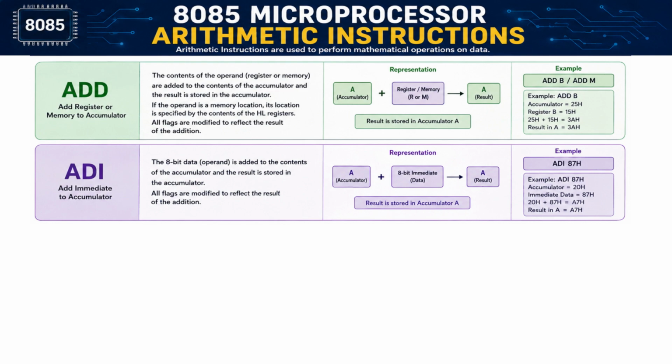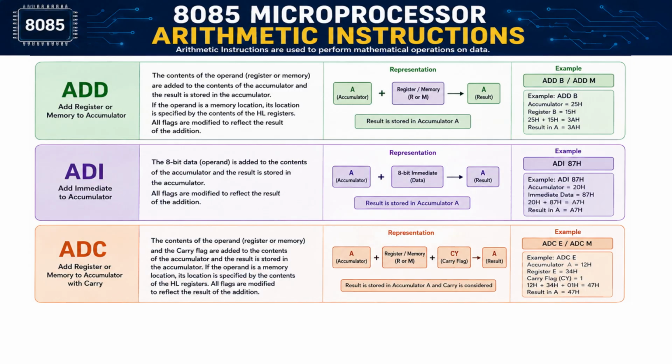Now let's study the third instruction, which is ADC. ADC stands for add register or memory with carry. This instruction is almost the same as ADD, but one extra thing is involved, that is the carry flag. So instead of adding only the accumulator and the operand, the processor also adds the value of the carry flag. If the carry flag is 1, it contributes an additional 1 to the result. If it is 0, then it behaves exactly like the ADD instruction.